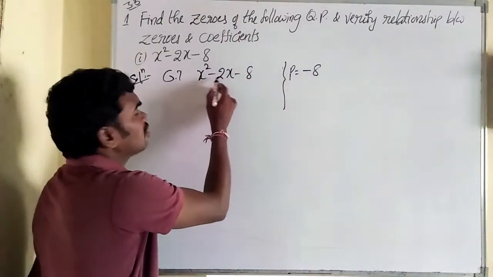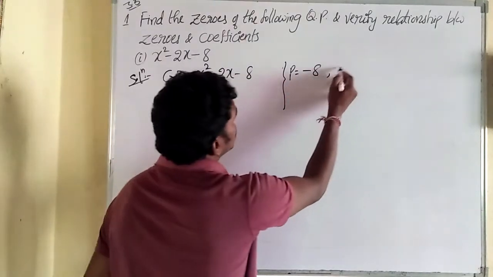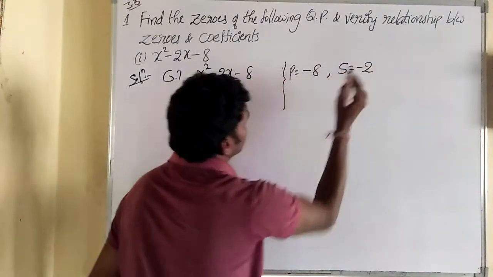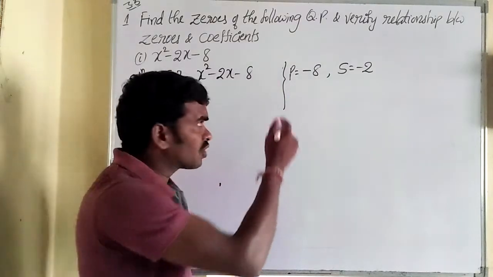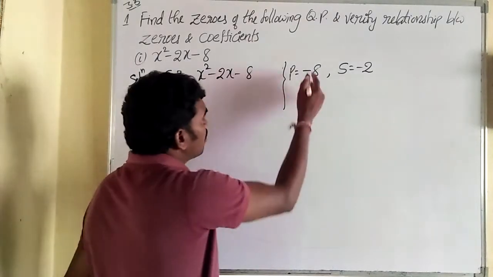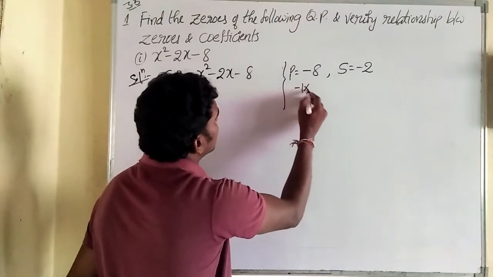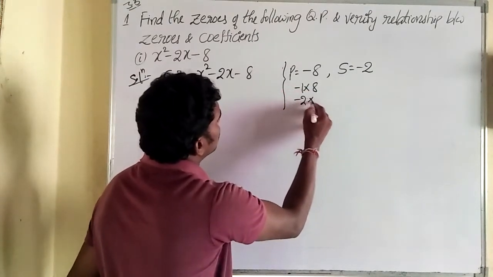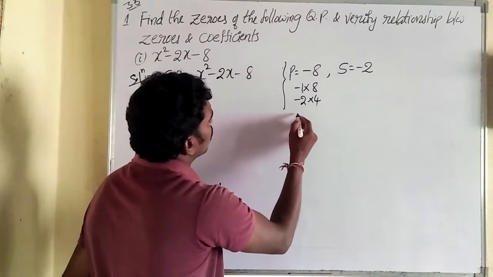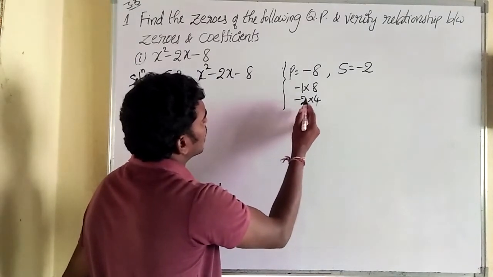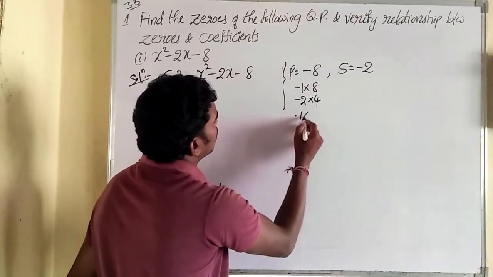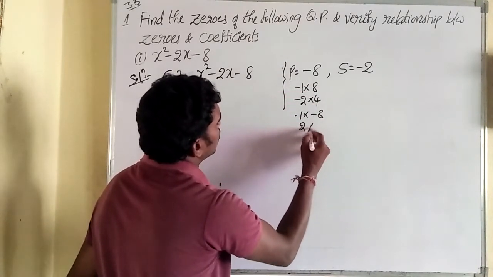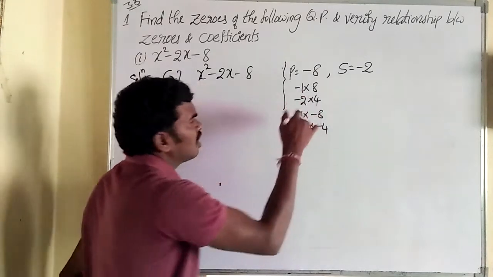And what is the middle term? -2, so the sum is taken as -2. For -8, we should write all the factors. It can be written as -1 into 8, -2 into 4, and 1 into -8 and 2 into -4. These are all the factors.